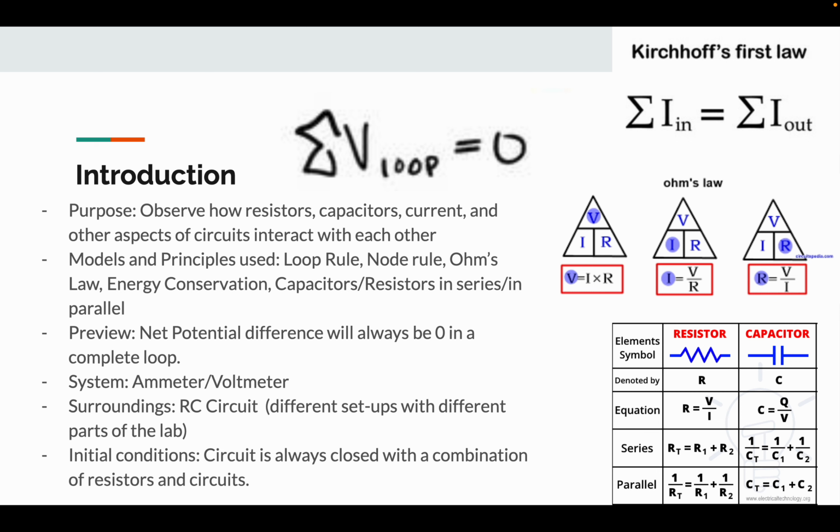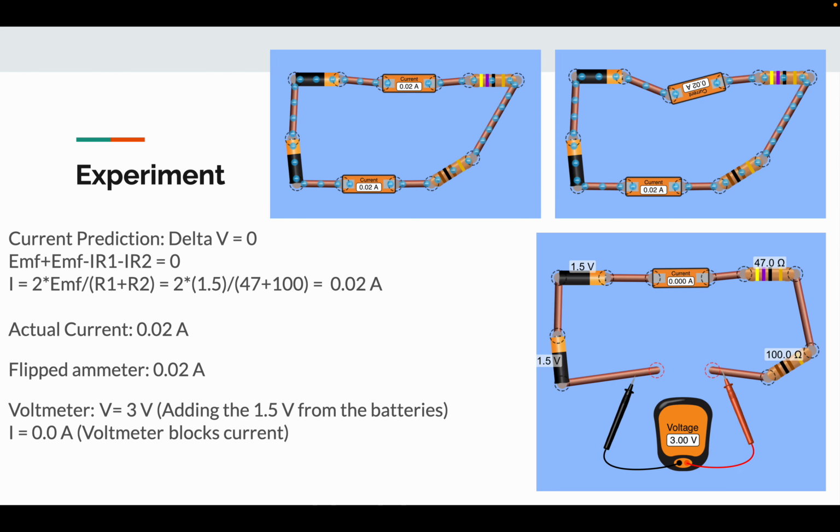A preview of this lab is that the net potential difference will always be zero in a complete loop. The system is the ammeter or the voltmeter, depending on which part of the lab we're working on. The surroundings are the RC circuit, so it's just different setups with different light bulbs or resistors or capacitors. And the initial conditions for most of the parts of this lab are that the circuit will always be closed with a different combination of resistors and capacitors.